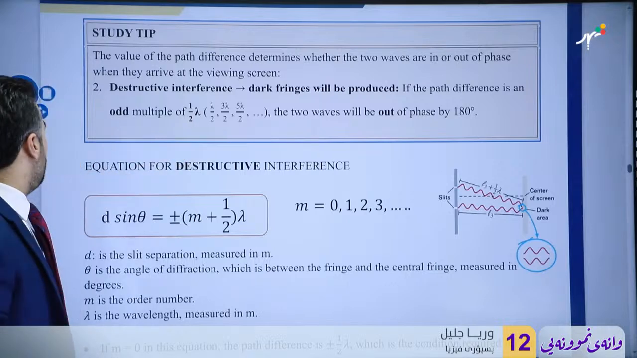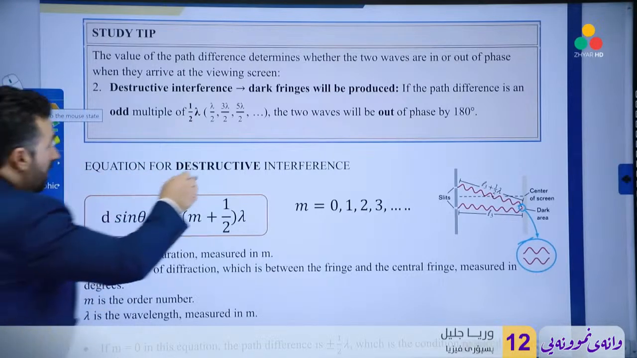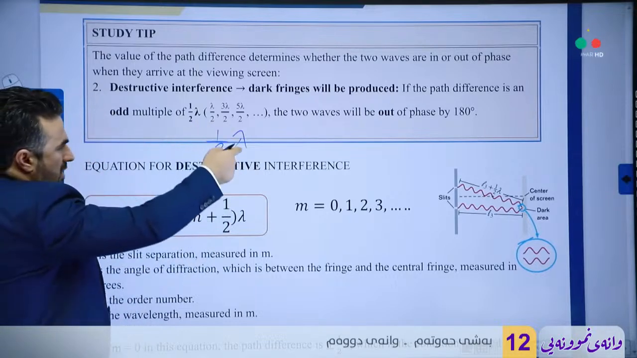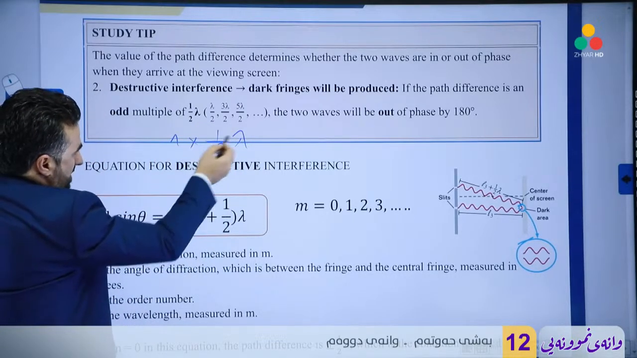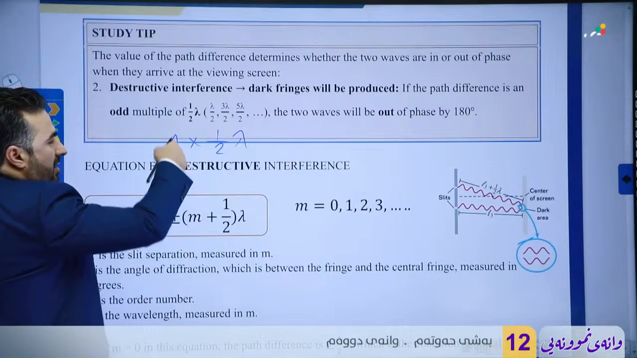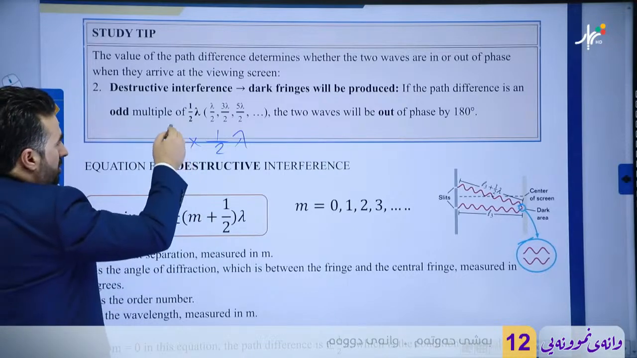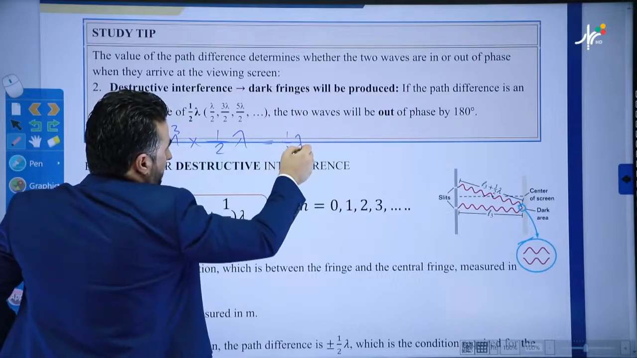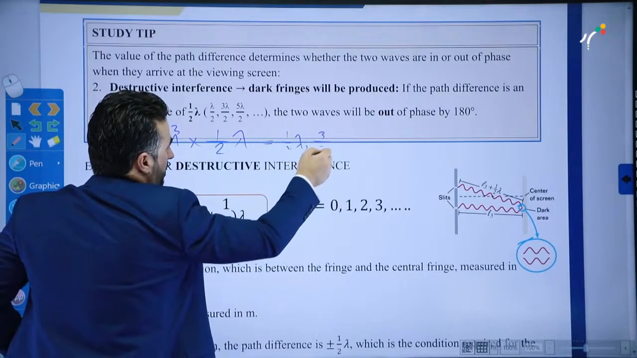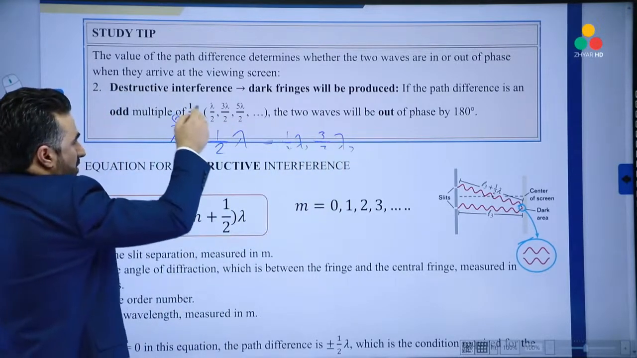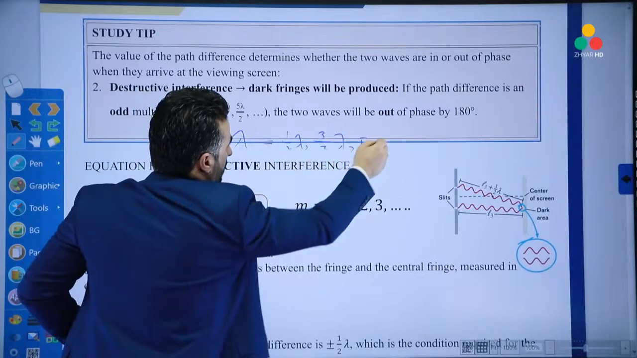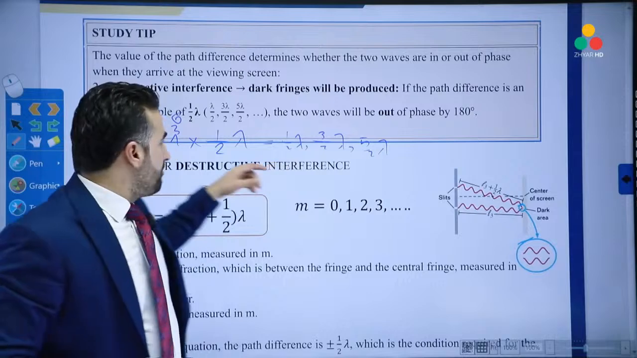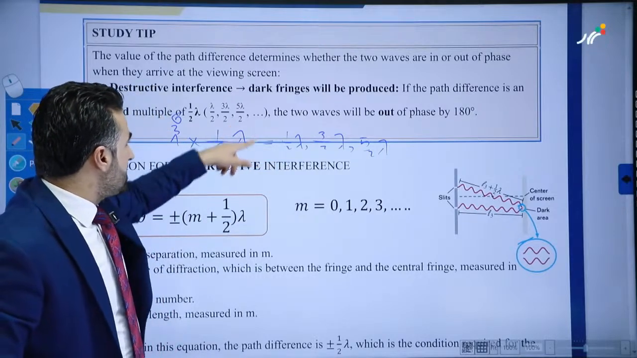So what do we mean by an odd multiple of half a wavelength? As long as we have odd numbers, we can say 1 times this, or the next odd number, 3 times this. So it will be 1 over 2 wavelength, then 3 over 2 lambda, and the next one is 5 over 2 wavelength, and so on. These are odd multiples of half a wavelength.